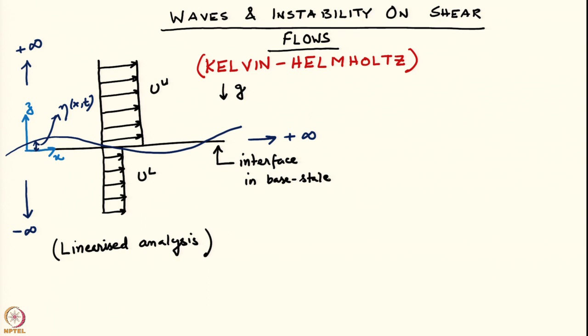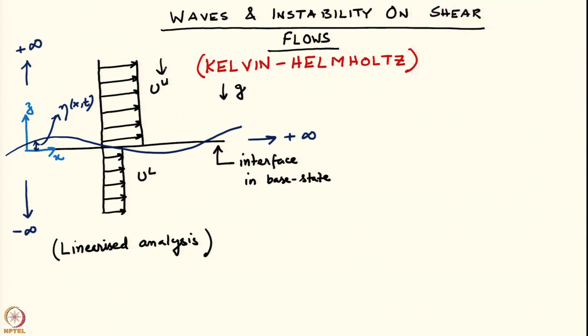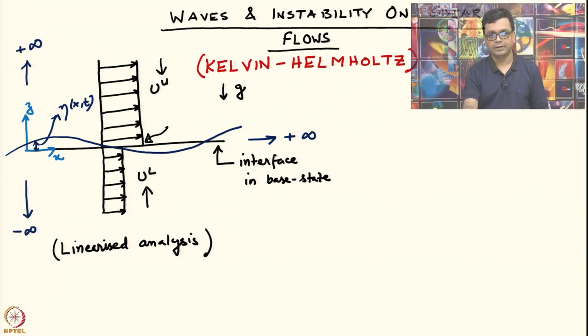However, the liquid above and the liquid below are not quiescent. The liquid above flows with a constant velocity UU. The U at the top indicates upper, and the liquid below flows with a velocity UL. The capital L indicates lower, U upper and U lower. There is no gradient of velocity inside each of the liquids. The only gradient is at the interface, and if you take the derivative of the velocity profile, there is a delta function at the interface.